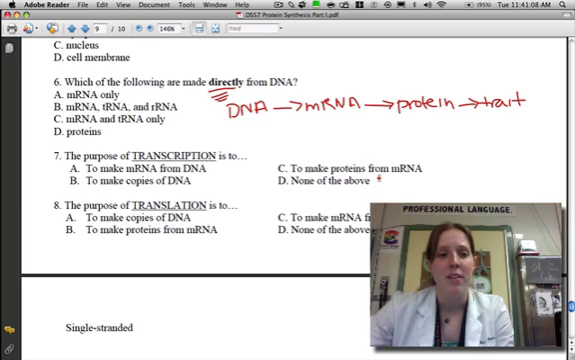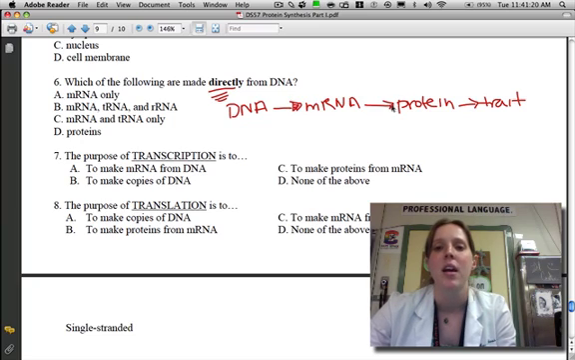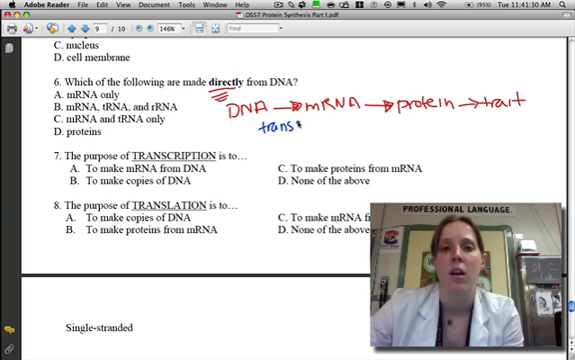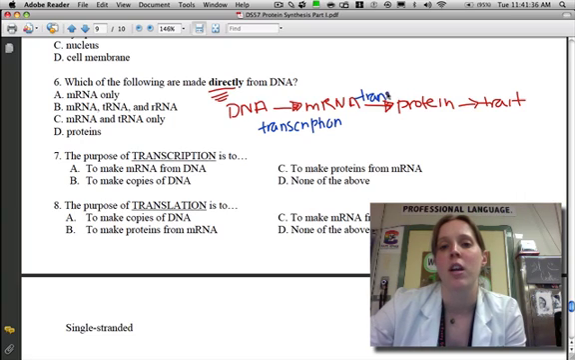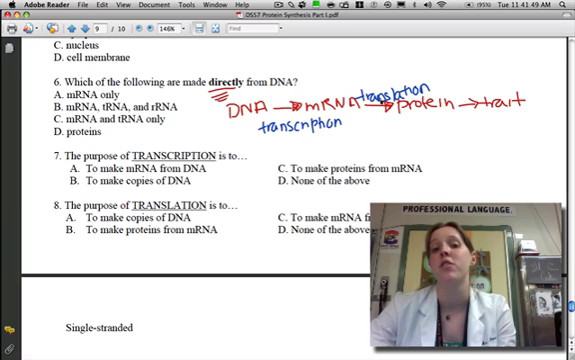Okay, number 7 says the purpose of transcription is to, and 8 asks me about translation. So in order to answer these questions, it's going to be really helpful to remember what words I wrote on the arrows last class. So in my first arrow, DNA to mRNA, you'll remember we labeled that step transcription. And we labeled the second arrow translation. So now if I know that this transition from here to here represents transcription, and this arrow from here to here represents translation, I should be able to pick out the correct answers to number 7 and 8.